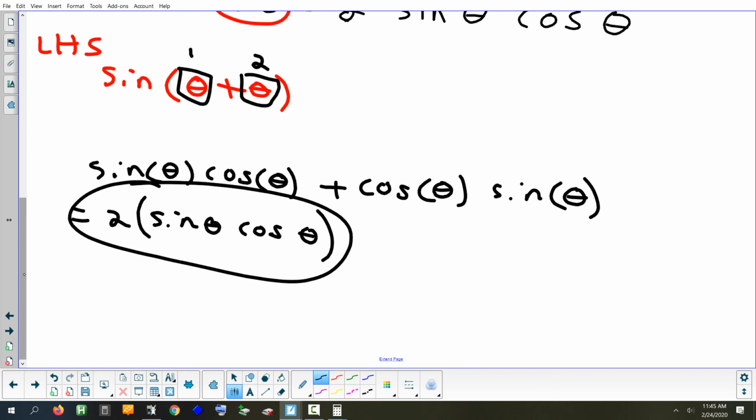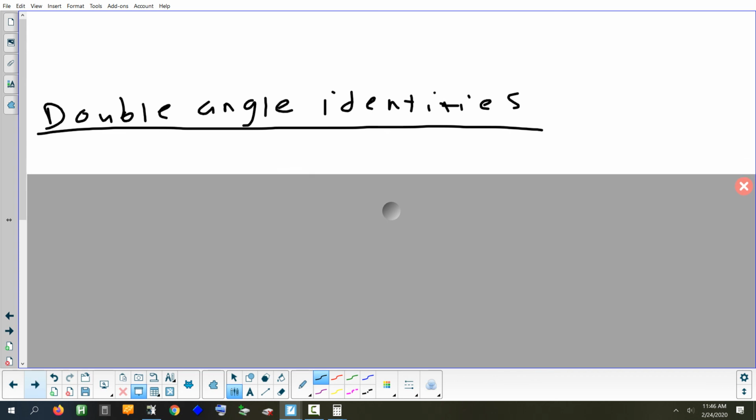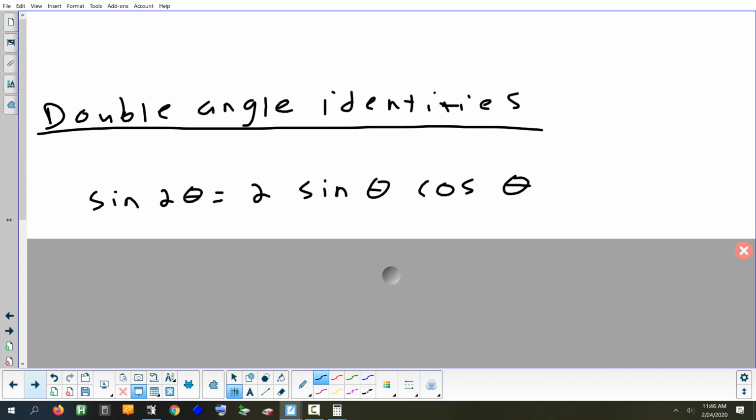Okay, so the last group of identities I'm going to give you guys are called double angle identities. They're called double angle identities because they're all identities that have a 2 next to the x. Or the theta, whatever the variable is. Okay, so there's your first one. Sine 2 theta.